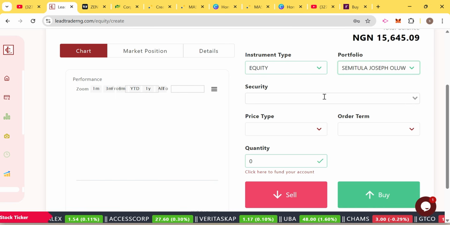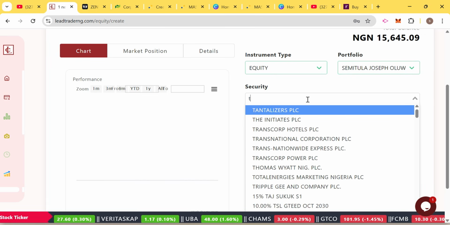So you come to this part and you pick security. When they say security, they're not asking you about your security guards, those guys that do security. No, that's not what they're asking you. They're asking you, what do you want to buy? For the purpose of this video, we will just pick that we want to buy Transpower.